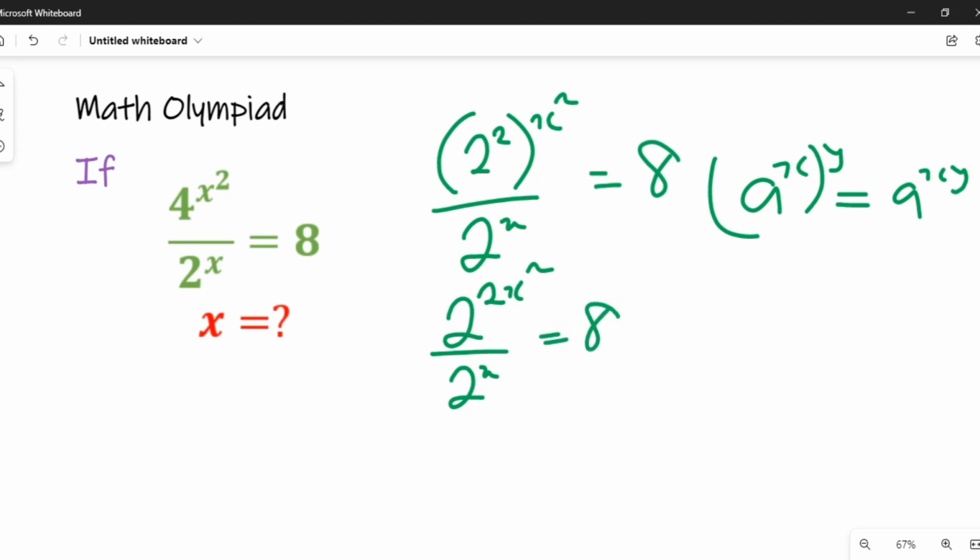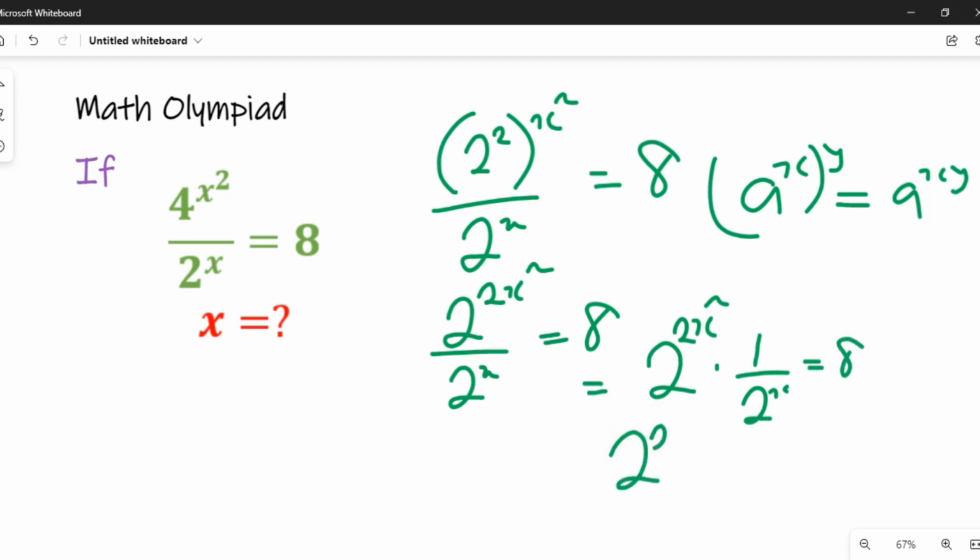So remember that this is 1 over 2^x. So that will give us 2 raised to power 2x squared multiplied by 1 over 2^x, which is equal to 8. So that will give us 2 raised to power 2x squared multiplied by 2 raised to power minus x, equal to 8.